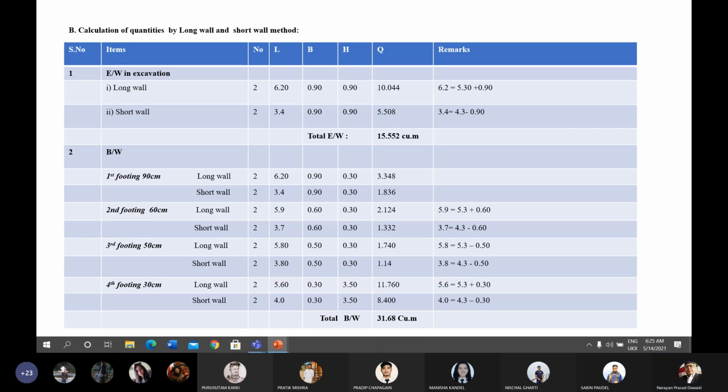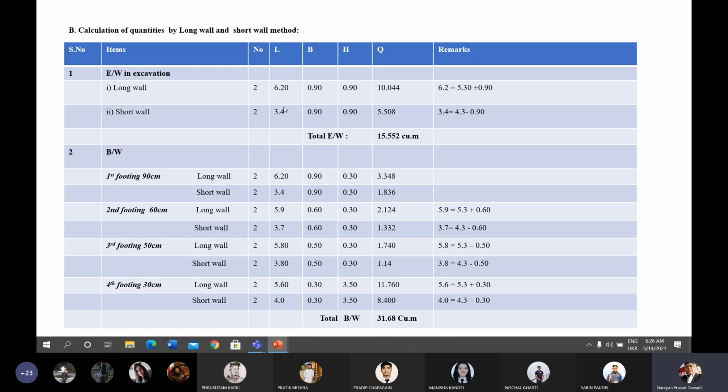Now similarly for shorter side wall, the length of the short wall is calculated by subtracting the respective width of the footing from the center to center distance of the shorter side. That is 3.4 meter is calculated here. How this is calculated is the center to center distance of the shorter side is 4.3. We have to subtract the width of that footing on which we are working. That's why 4.3 minus 0.90. This value will be 3.4. The length of the short wall is 3.4 here.